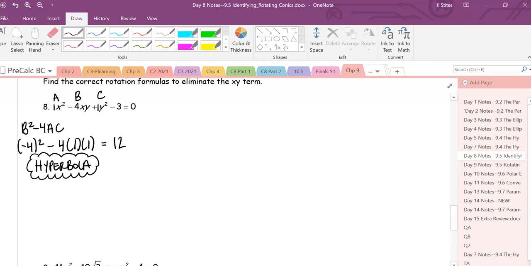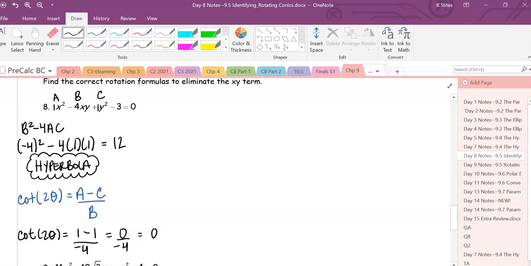So the next thing I'm going to do is I'm going to find my angle, and I'm going to use that formula from above. Cotangent of 2 theta equals, and again, it's (A minus C) over B. All right, so we're going to plug our A, B, and C in. We just used those above. A was 1, C was 1, B was -4. 1 minus 1 is 0 over -4. 0 divided by -4 is 0. All right, I'm going to come up here real quick. So I have cotangent of 2 theta equals 0.